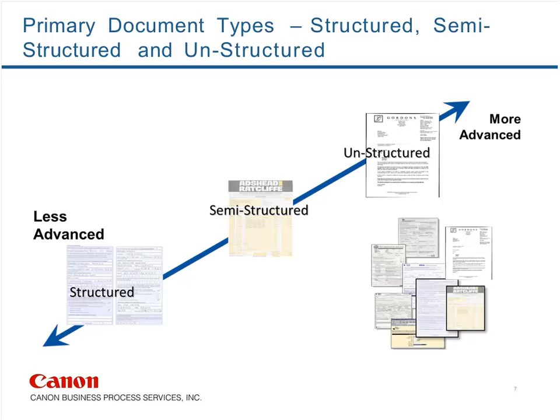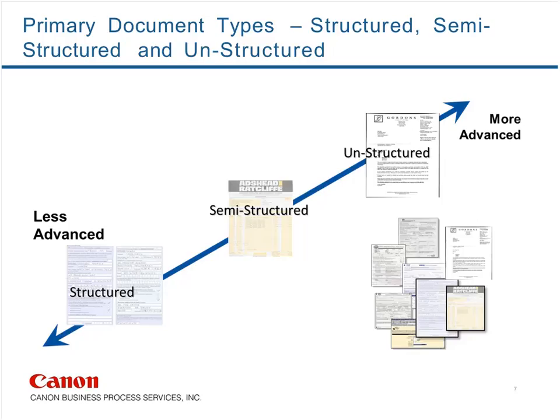Now moving a little bit to the right are what we call semi-structured documents. And for these, the information is in the same general location, but may move around somewhat depending on the origin. So in this category, things like invoices, purchase orders, and bills of lading, each company would provide the same information types, but the organization of that information is going to vary from company to company.